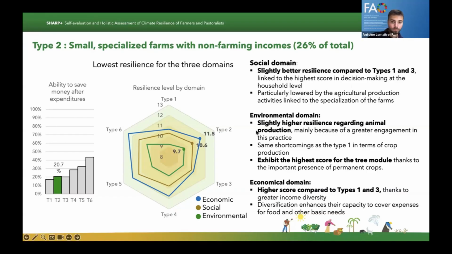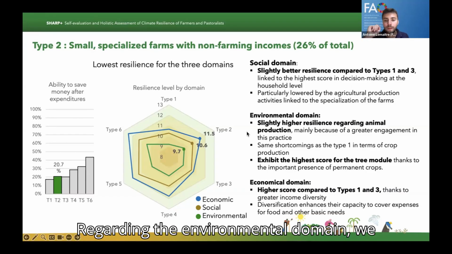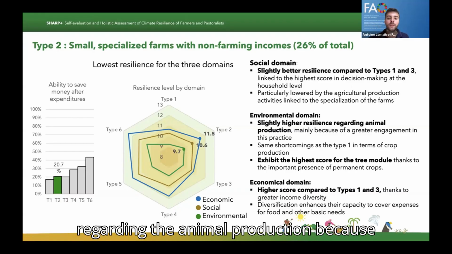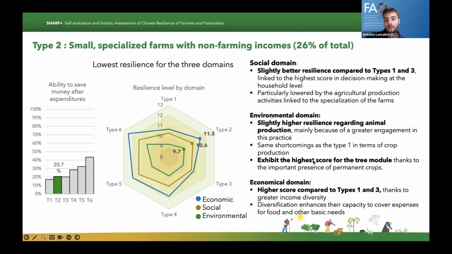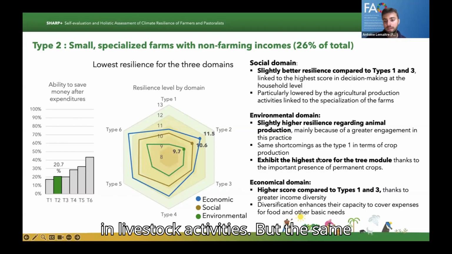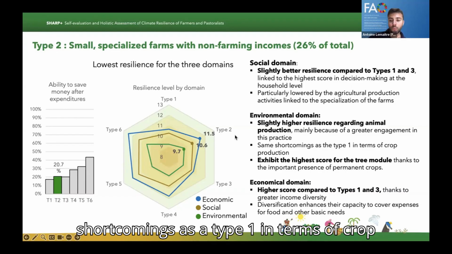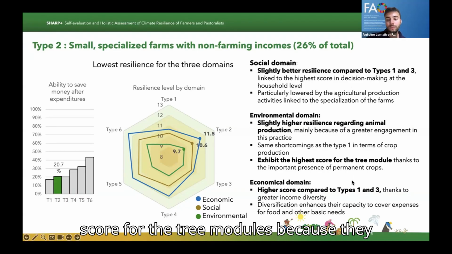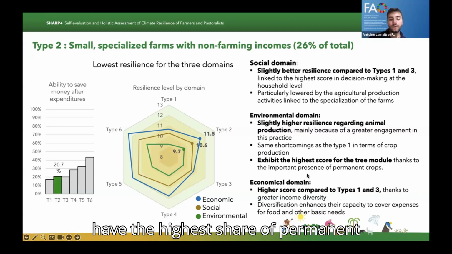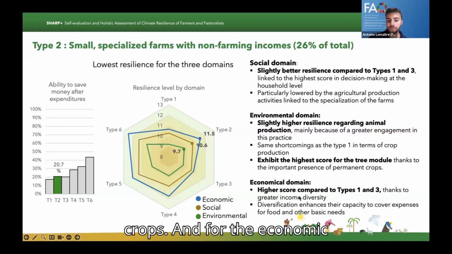Regarding the environmental domain, we have a slightly higher resilience regarding the animal production because there is a higher involvement in livestock activities, but the same shortcomings as the type 1 in terms of crop production, and they exhibit the highest score for the three modules because they have the highest share of permanent crops.